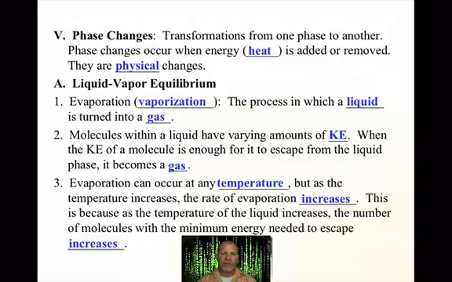Now, evaporation can occur at any temperature, but as the temperature increases, the rate of evaporation will also increase. And this is because as the temperature of the liquid increases, so does the number of molecules with the minimum energy needed to escape or to change from a liquid to a gas. So again, as you increase energy, you increase your kinetic energy, you're moving faster, and you finally build up enough energy to break free from the liquid state and move on to the gaseous state.